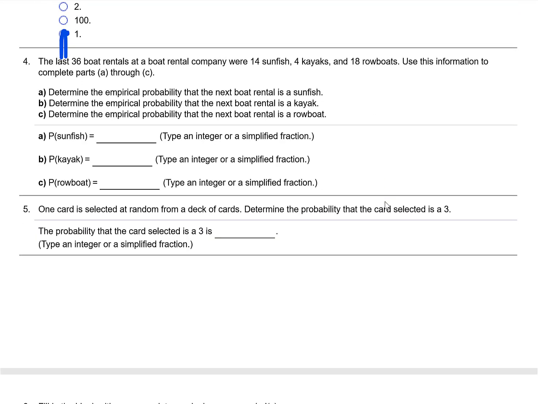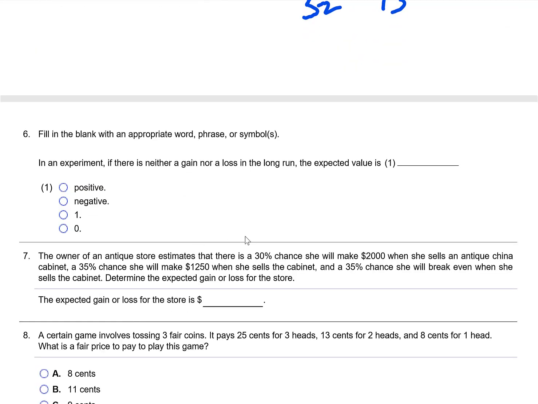A card is selected at random from a deck of cards. Determine the probability that the card selected is a 3. We know in a deck of cards we have 4 threes, so 4 over 52, which we can simplify to 1 over 13. In an experiment, if there is neither a gain nor a loss in the long run, the expected value is going to be 0.